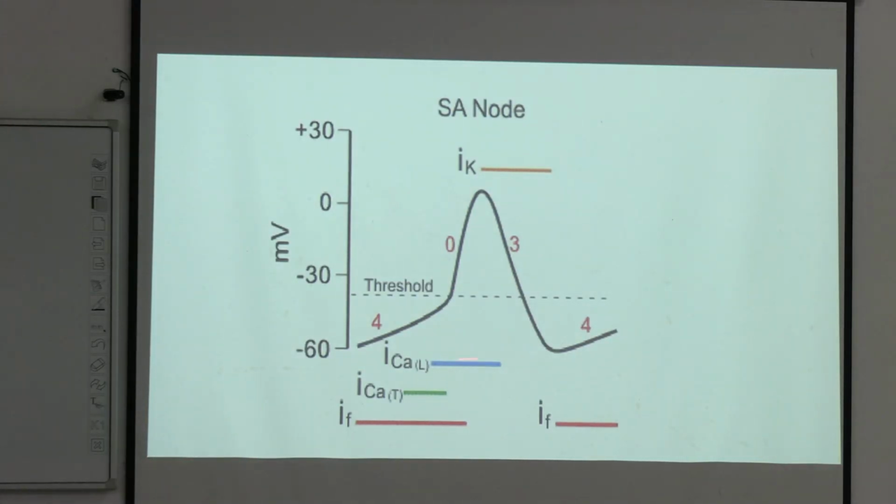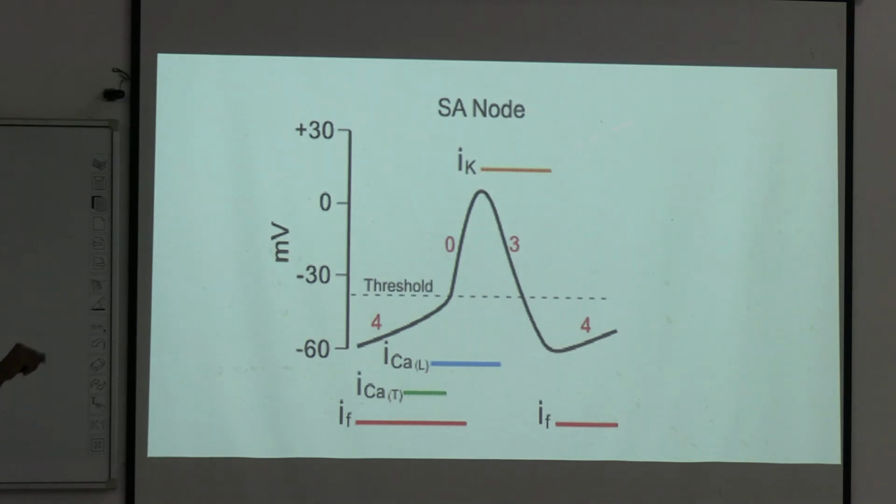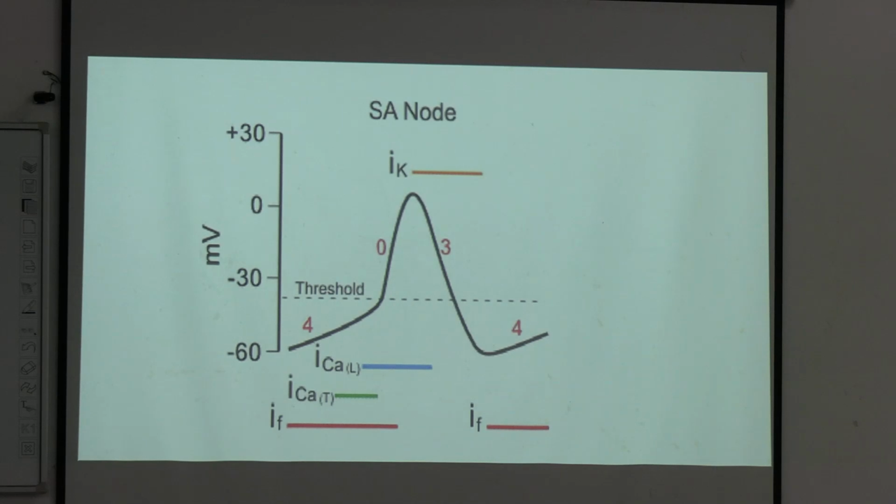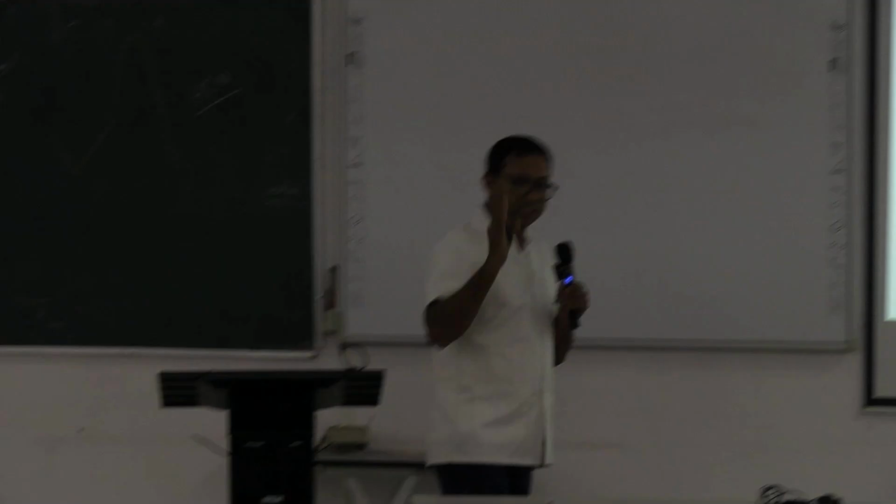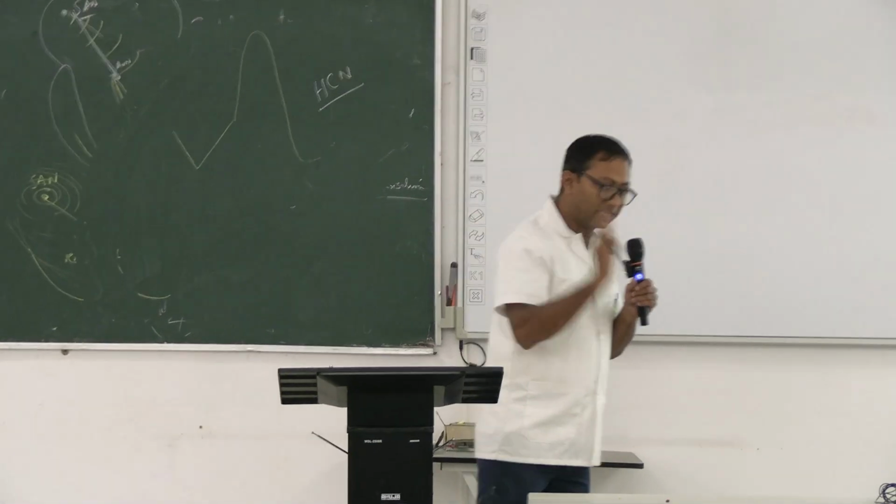Phase 0 is due to the long lasting calcium channel. You should remember it, right? And phase 3 is due to potassium current, potassium efflux, and again phase 4, right? So it is very simple to remember and very simple to draw the shape of the action potential in the SA node, which is also called the slow response action potential. It has 3 phases: phase 4, phase 0 and phase 3. Phase 4 is called the pacemaker potential or diastolic depolarization.